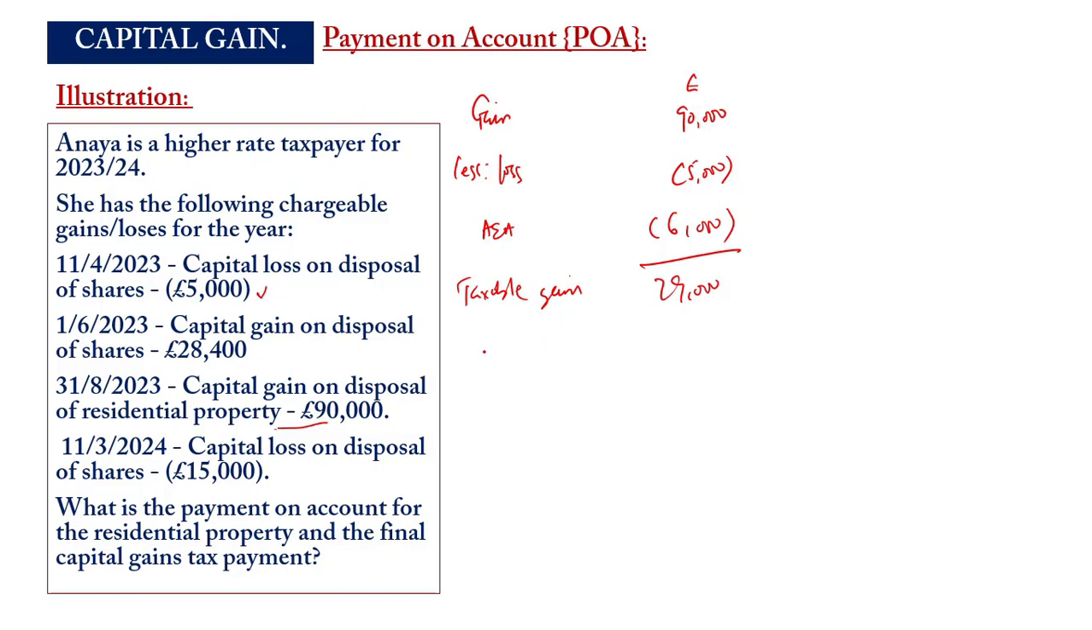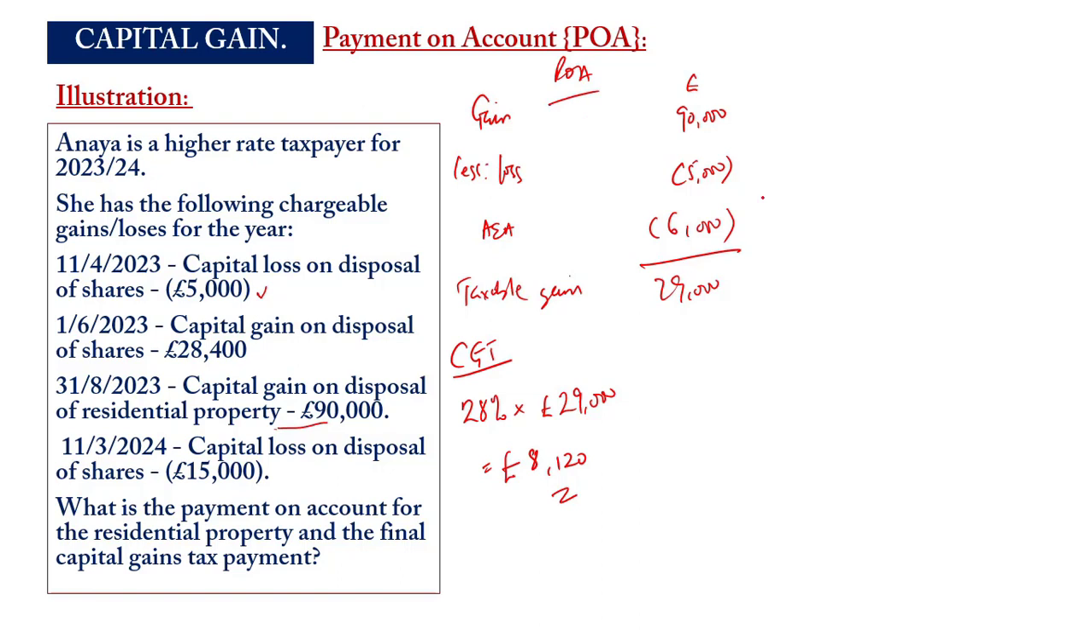And we are told that the lady is a higher rate taxpayer. So we charge the tax at 28% of the £29,000. What would that give us, please? 8,120. So this is the tax for the payment on account.